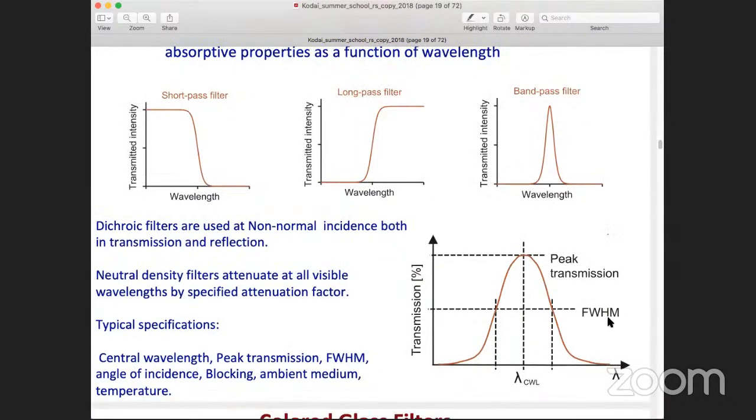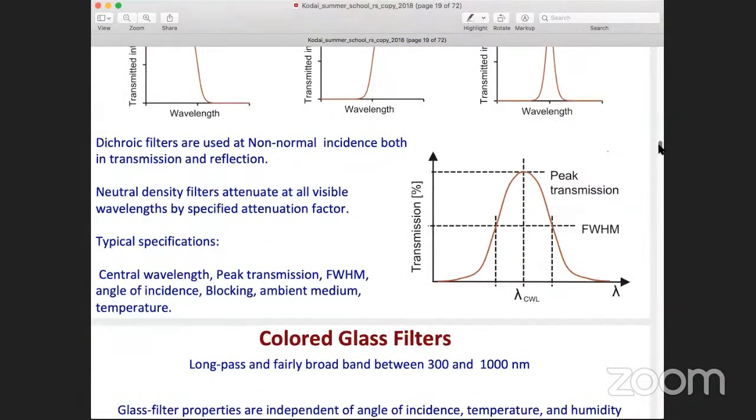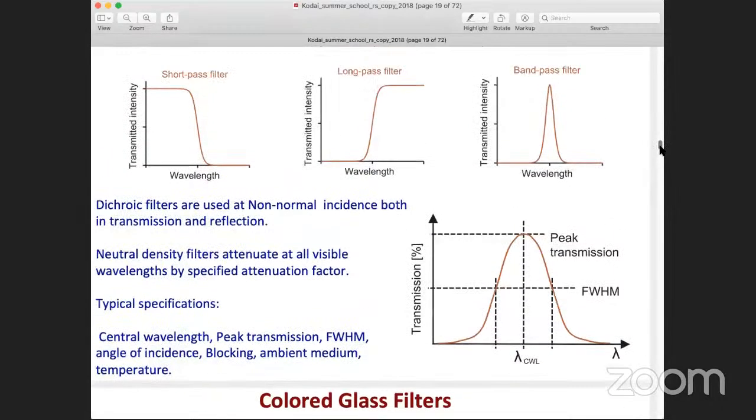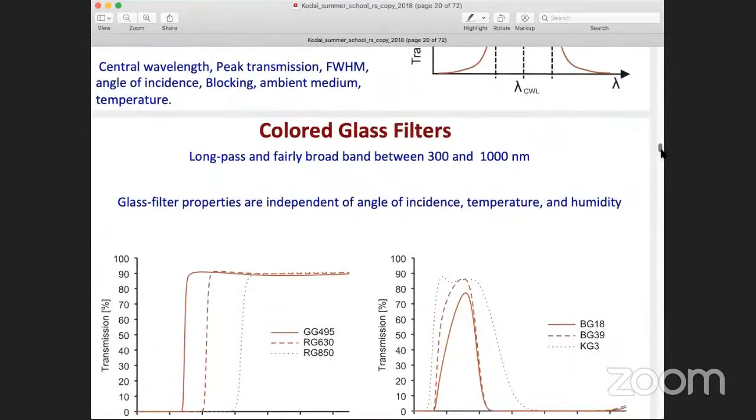When you talk about these filters, there are certain things which are very important to take into account. The typical specification involves the central wavelength of the filter. What is the central wavelength? What is the peak transmission? Because transmission is not exactly flat; over a wavelength it is increasing and decreasing. What is the full width at maximum transmission? These are certain characteristics of the filters we need to get.